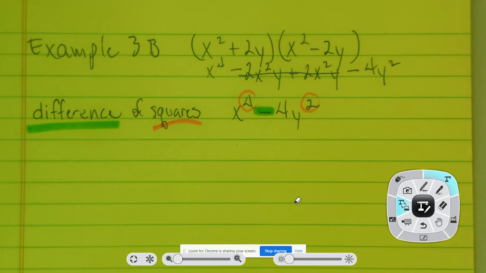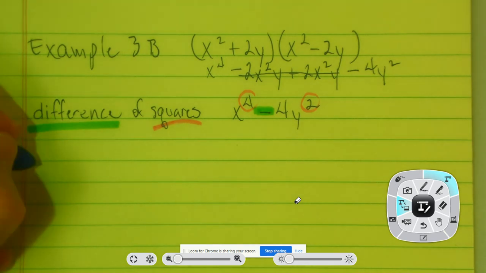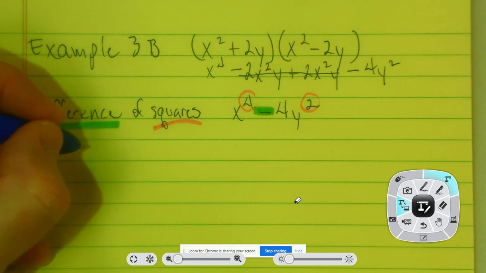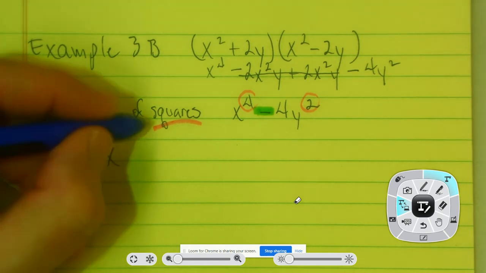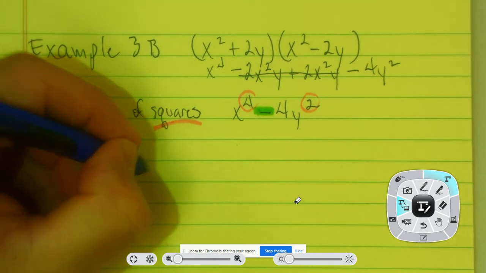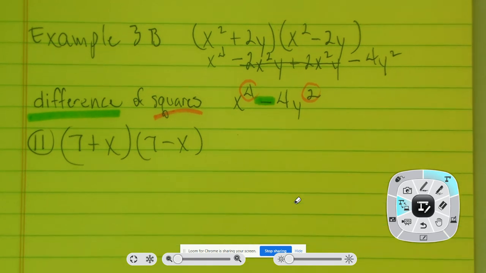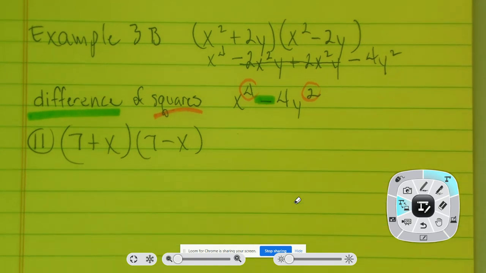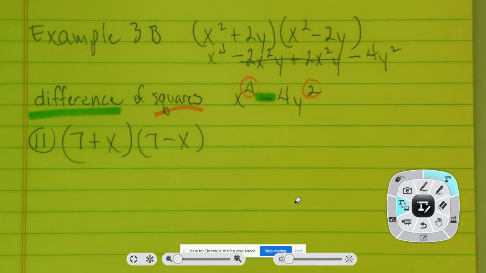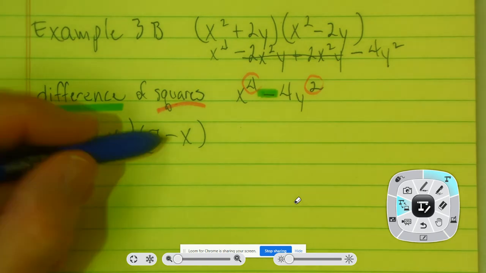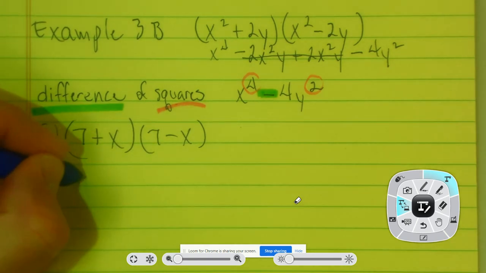So let me let you try one. Write this one down, please. This is number 11 in your notes. Okay, and it's simply 7 plus x times 7 minus x. Write that down, please. So, 7 times 7, 49.